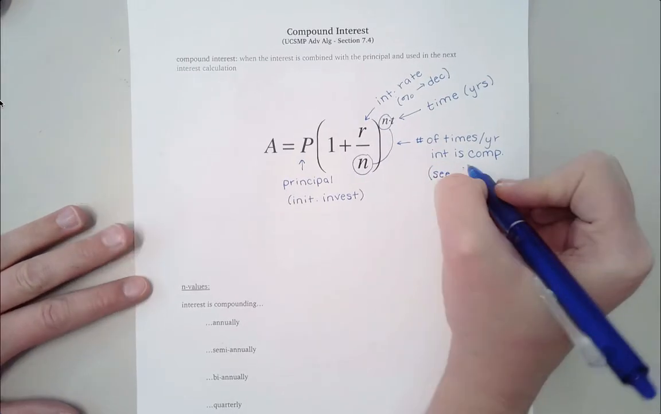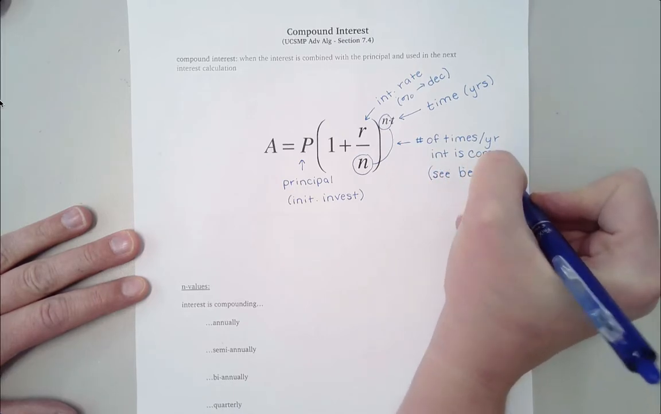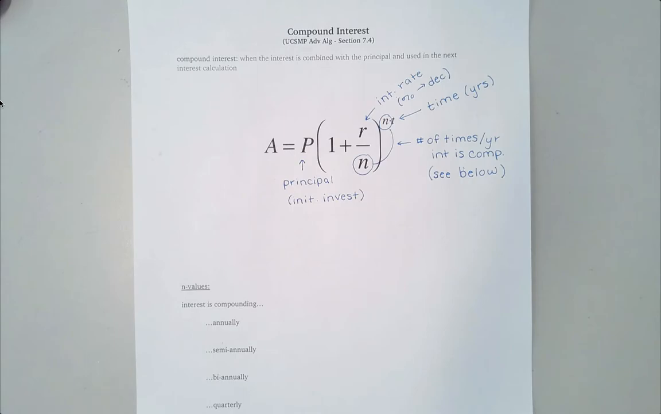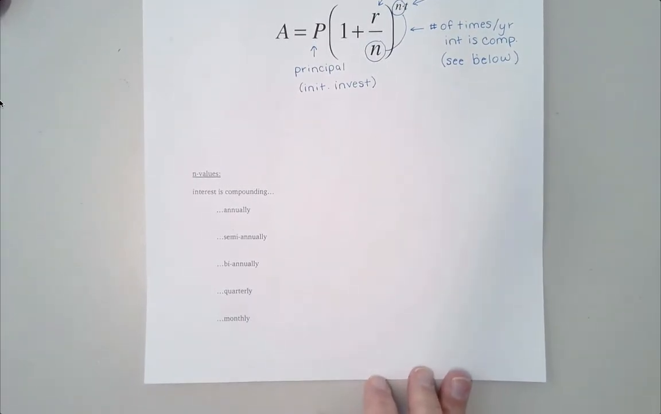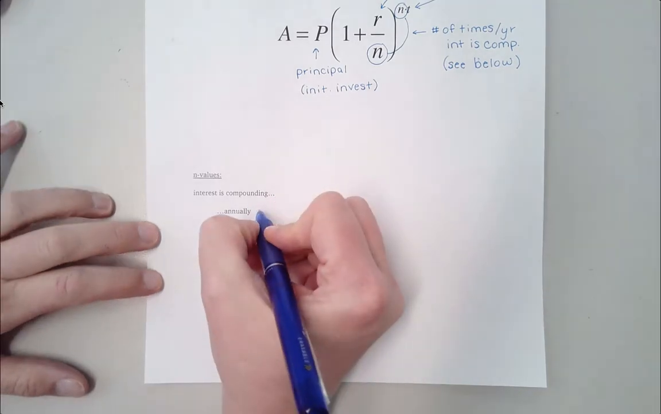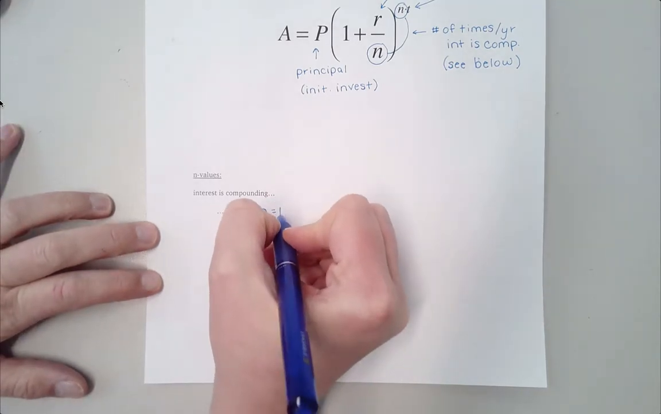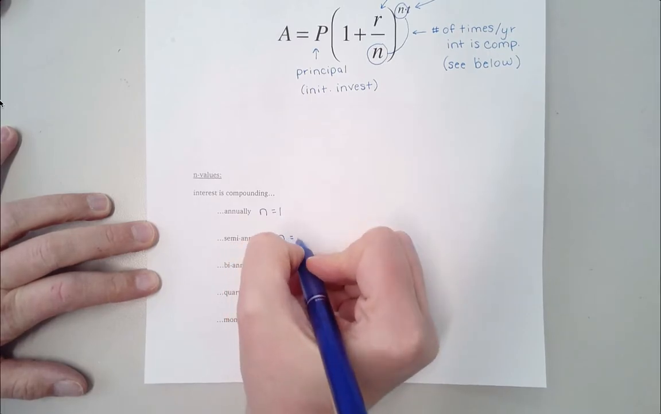A quick word on the N values, and I'm going to put a note here to see below. The N value is always given to you verbally. It's always given to you in word form, and you have to know what number each of those words represents. If you look down here, there's a list of words that could show up in one of these problems. If interest is being compounded annually, that's 1 time a year, so N equals 1. Semi-annually, which we already talked about, is N equals 2.